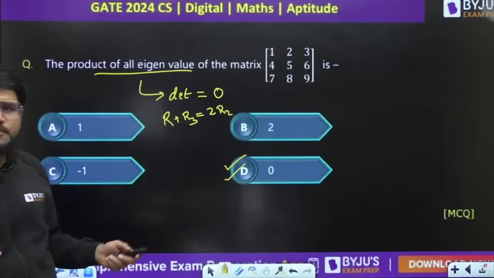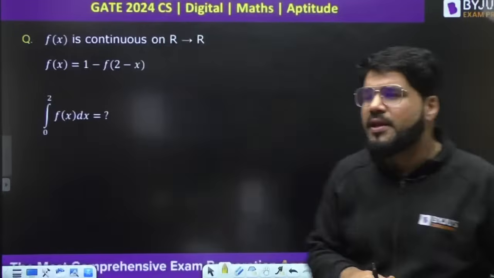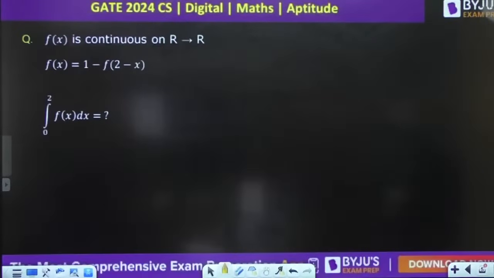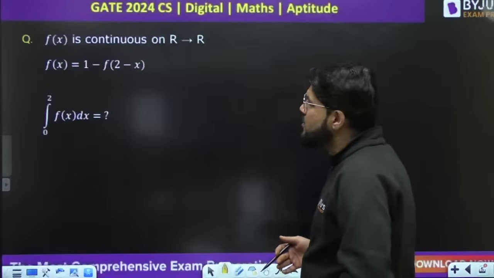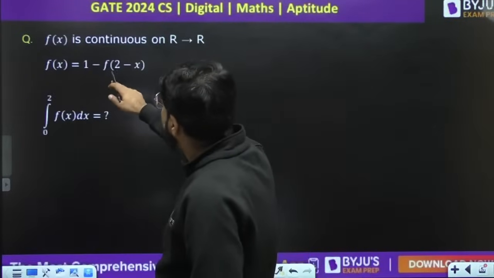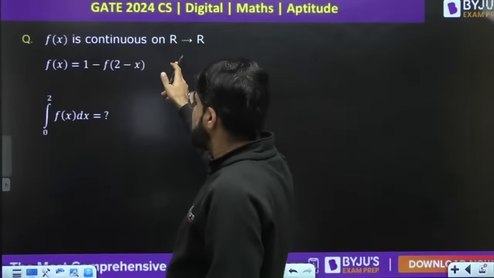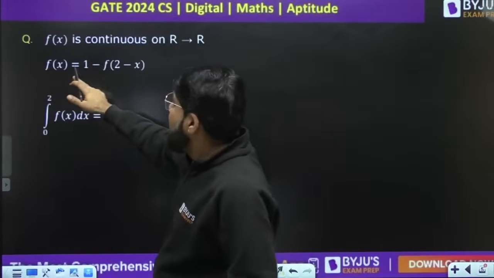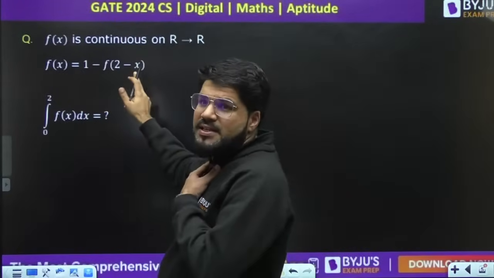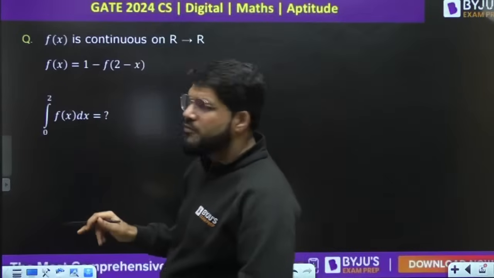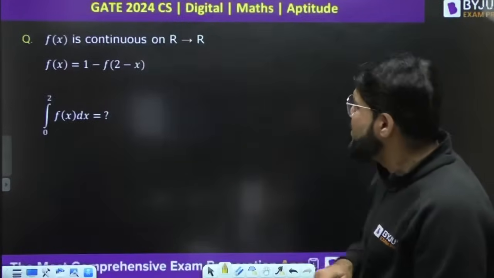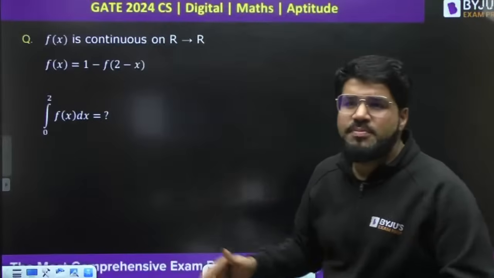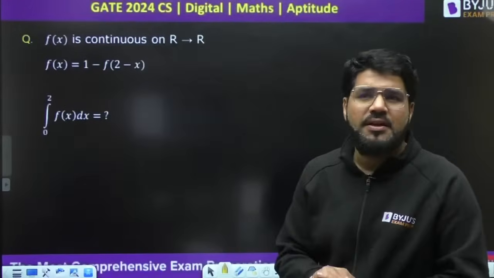Coming to the next. If f is continuous from R to R, that is its domain is the real numbers and its range is also all real numbers, and f of x is 1 minus f of 2 minus x, the question is the integral from 0 to 2 of f of x dx. It's a basic integral property question. Options are not here. Maybe it is a NAT question or what, I don't know, because it is memory based. It's a very simple question.